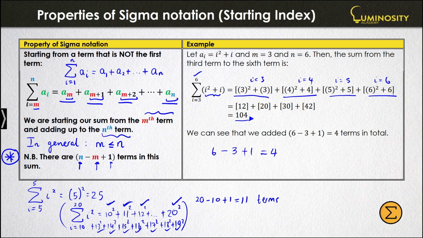So whenever you start from a term that doesn't start at i equals 1 or k equals 1, or whatever the index variable is, if you're starting at a number other than 1, then you can always tell how many terms are in the summation using this formula. And you can start by plugging in from that value, and that is how you will do the summation.